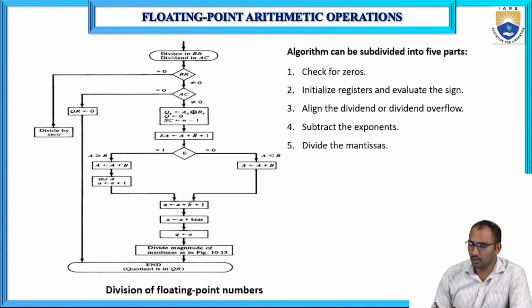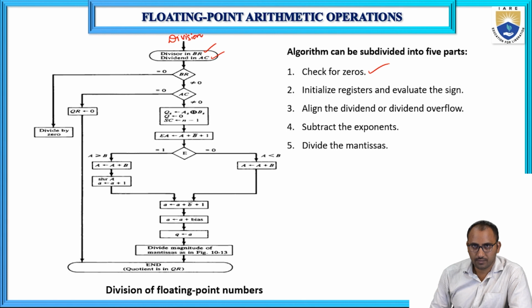So see here. First, check for zeros, as we have seen. First the divisor. The divisor is in the BR register and the dividend is stored in the accumulator register. So what are we performing? We are performing a division operation.